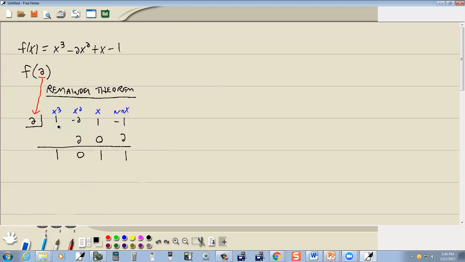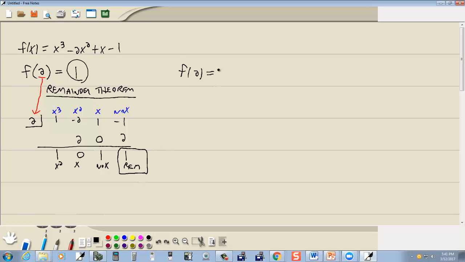Now remember, this is x to the third, this is 1 degree lower, this is x squared, this is x, this is our no x, or our constant term, and this is our remainder. Well, the remainder theorem says we're just looking at the remainder only. This right here would be your answer. So f of 2 is equal to 1. This would be the same value as if we had plugged 2 in, evaluating the function.